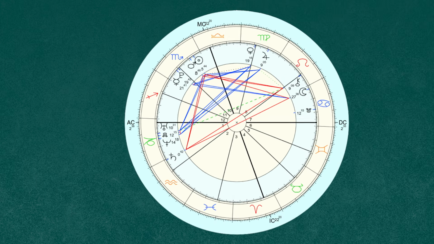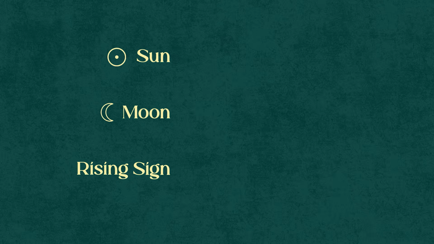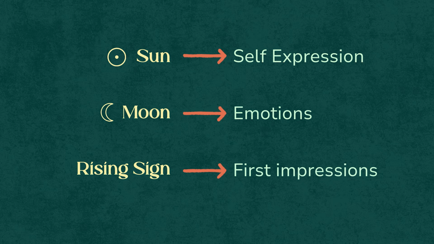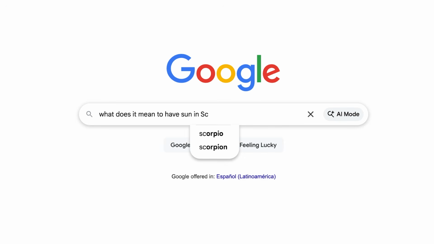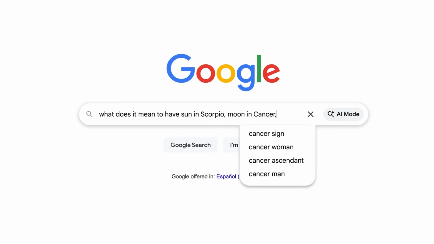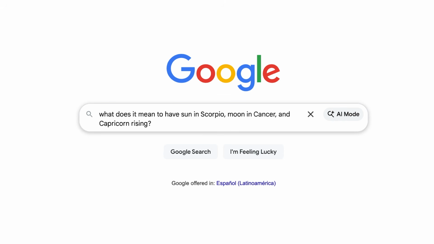In short, your sun is how you express yourself, your moon is how your emotions operate, and your rising sign is often what other people see when they first interact with you. The combination of all three of these is really the foundation when beginning to understand your astrology chart, which is why we started here. So if I was interpreting my chart, I would type in, what does it mean to have sun in Scorpio, moon in Cancer, and Capricorn rising? And you'll get a nice little breakdown of that.